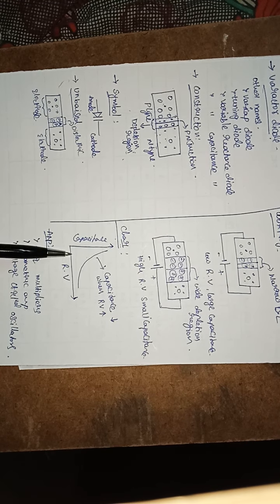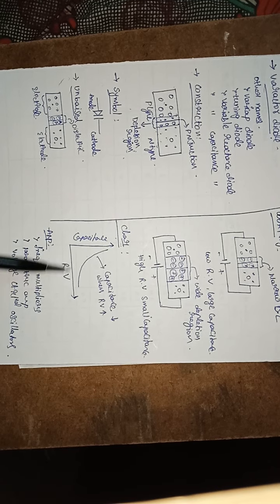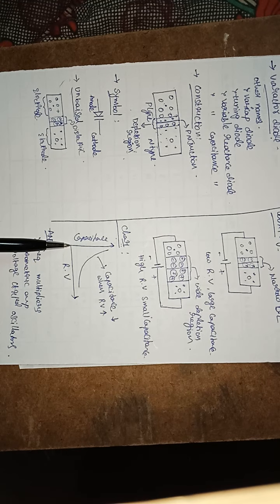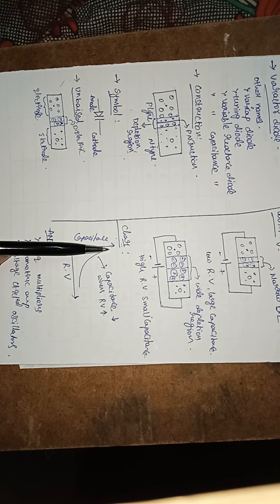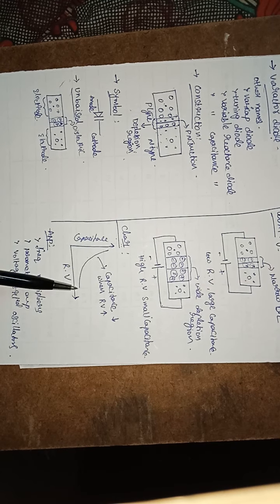And here are the characteristics of the varactor diode. On the y-axis we take the capacitance, and on the x-axis we take the reverse voltage. When the reverse voltage is increased, the capacitance of the varactor diode will decrease.